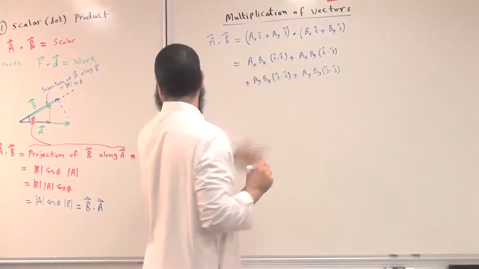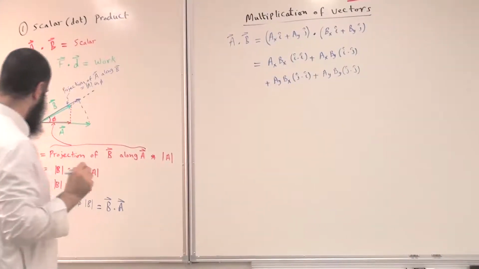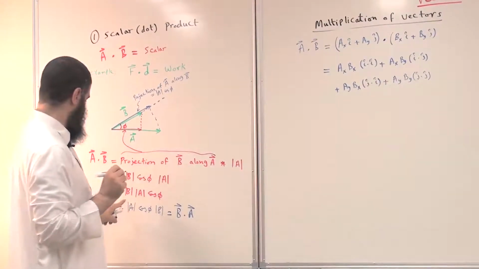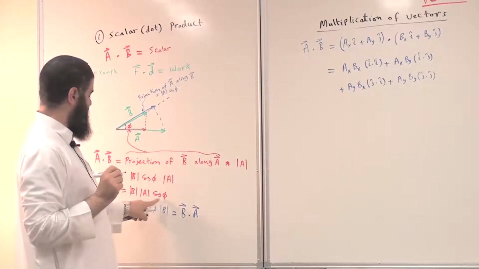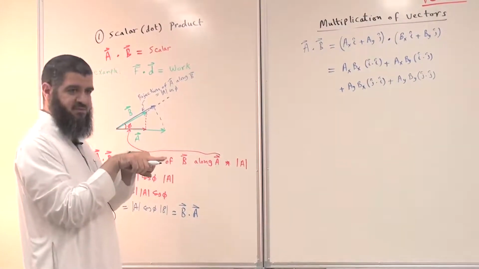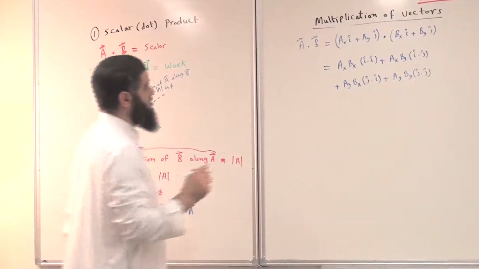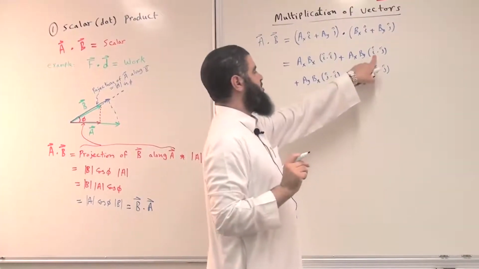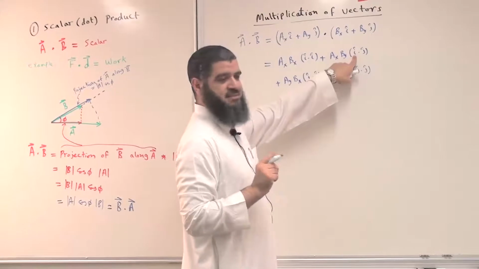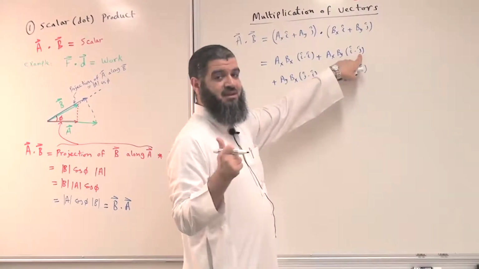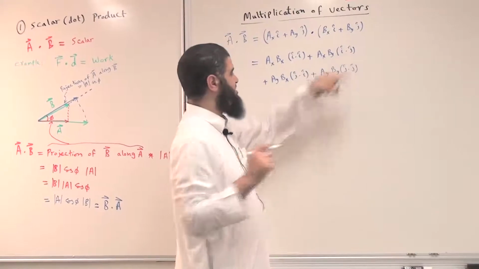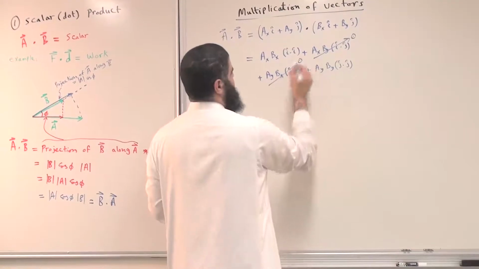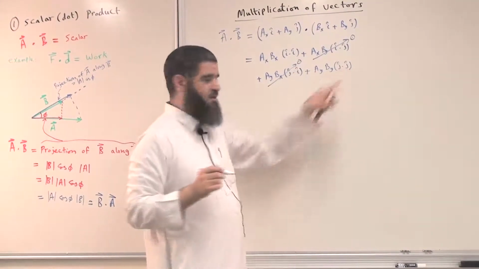So i dot i, you will end up with the magnitude of i, which is 1, multiplied by 1, multiplied by cosine phi. The angle between i and i is 0, so cosine 0 will be 1. So we'll end up with i dot i equals 1. But if you go to i dot j, the magnitude of i is 1, the magnitude of j is also 1, but the angle between them is 90, so cosine 90 will give us 0. Similarly here, this will be 0, and j dot j will be 1.